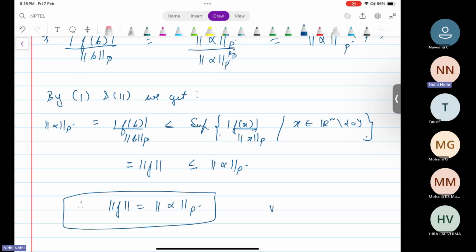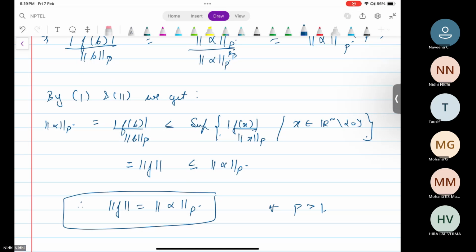This was the case when we had p greater than 1. So can you try yourself the case p equals 1? There you won't be able to use Hölder's inequality. You will have to try it yourself. So can you try it? In the next class, we'll discuss that.